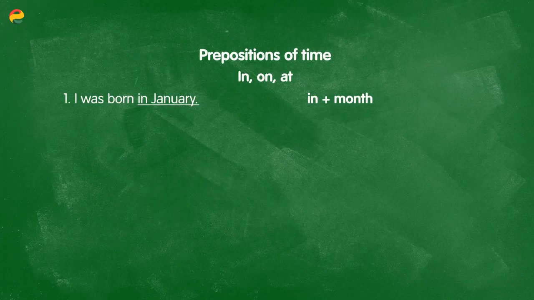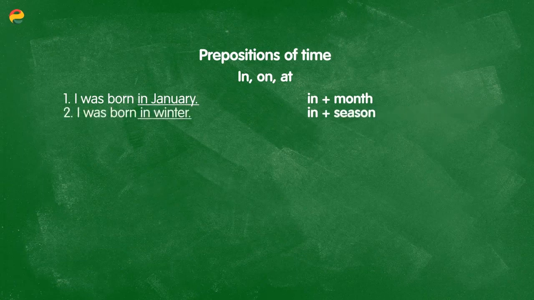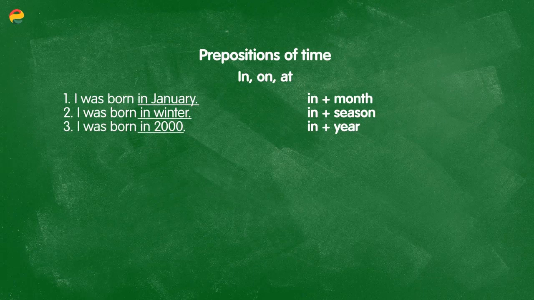I was born in January. Here we're using in with a month. Or I was born in winter. Here, I'm using in with a season or another period of time. Another example, I was born in 2000. Here, I'm using in in combination with a year.